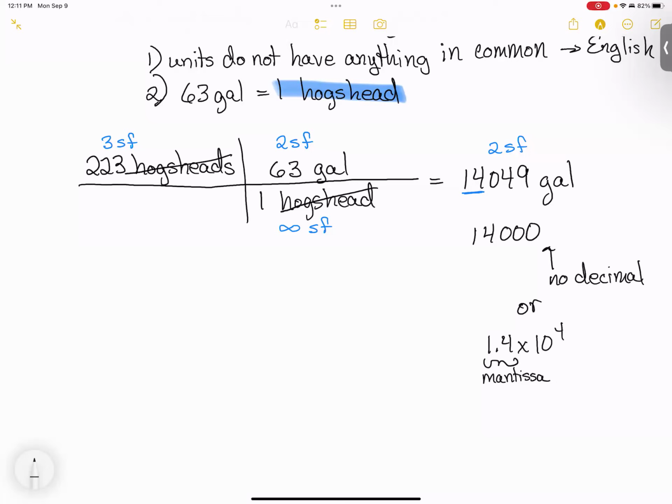Step 2 was to identify the conversion factor that I needed. Step 3 was to perform the calculation. Step 4 was to review the significant digits and determine the answer based on the correct number of significant digits. Questions?